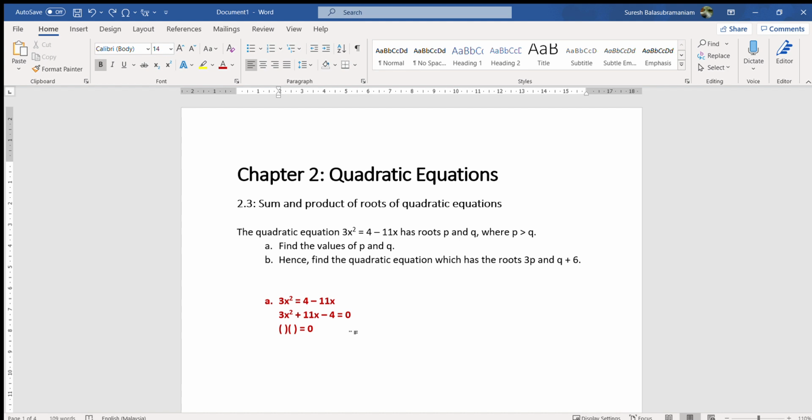Now I will try to factor the quadratic equation. Okay, so I need to break the 3x squared. I'll break it into 3x and x, and I need to break the 4 into 4 and 1. Okay, and then I will add in the signs. So it's a plus 4 and minus 1. So let us check whether this is a correct factorization. Okay, yes it is. So I can proceed to find the roots.